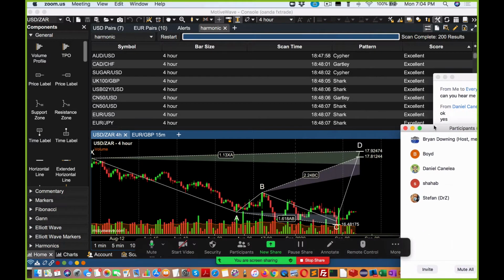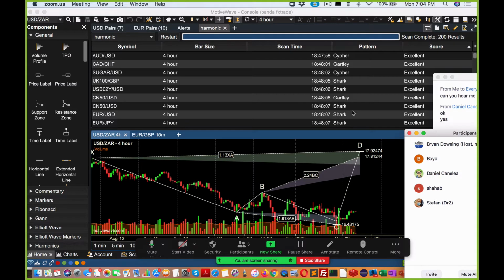Okay, so we're now using MotiveWave to go through the harmonic scan. This is proven to be fairly reliable in calls. So in here we've got our symbol, bar size, which I just use for scanning purposes. I do shift between day view and 4-hour view. And as you can see here, I've got over 200 results. And then you get a score. And then you also get a pattern if it's a cipher, a Gartley, a shark, whatever. Personally, I don't really care about that.